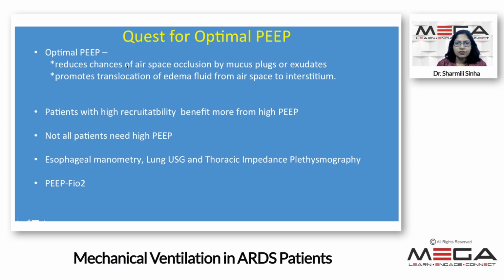Why is PEEP so favorite? Because physiologically, it reduces the chances of airspace occlusion by mucus plugging or exudates. It promotes translocation of edema fluid from the airspace into the interstitium. And patients who have high recruitability, as we are discussing, will definitely benefit from high PEEP, but not all patients need high PEEP. So you keep it in the middle range and see how the patient responds. Accordingly, we can always titrate.